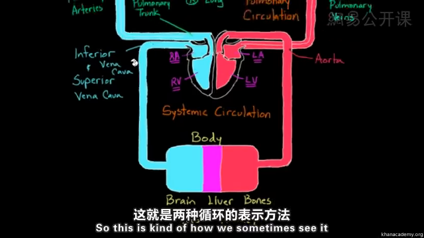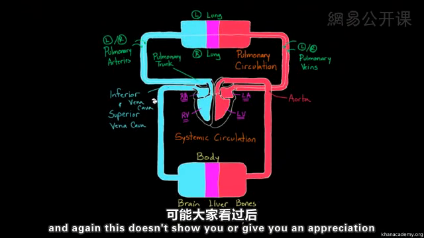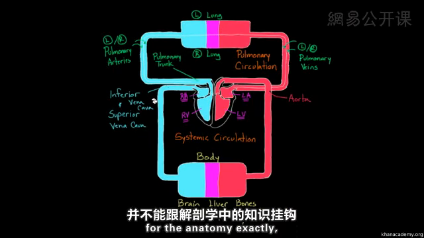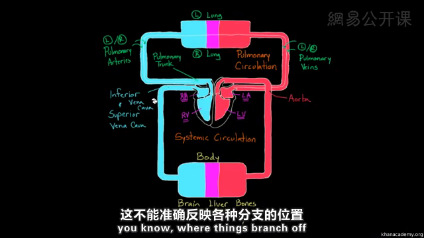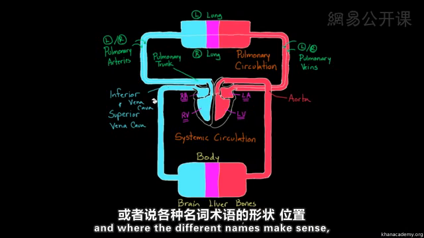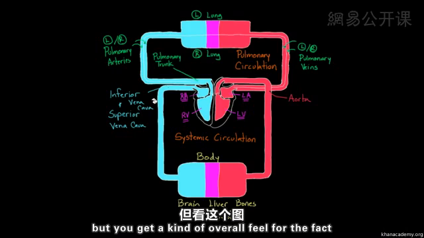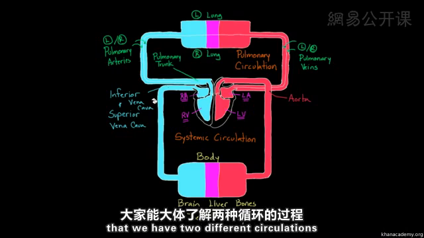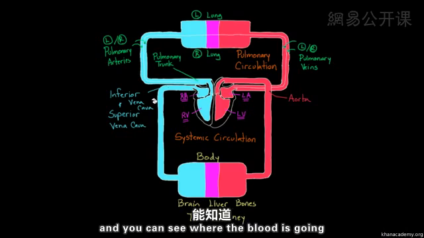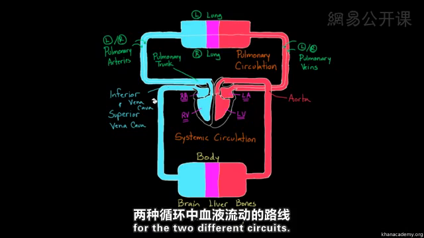So this is how we sometimes see it. And again, this doesn't give you an appreciation for the anatomy exactly, you know, where things branch off and where the different names make sense. But you get an overall feel for the fact that we have two different circulations, and you can see where the blood is going for the two different circuits.